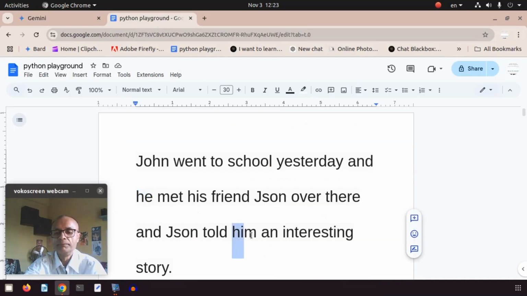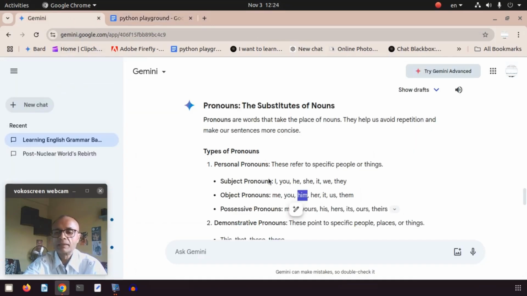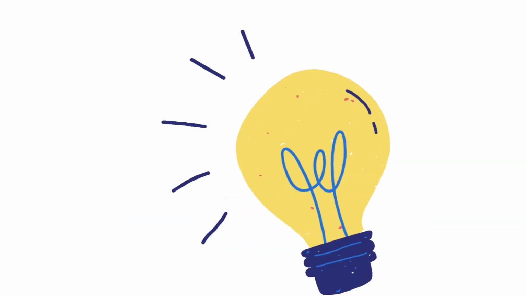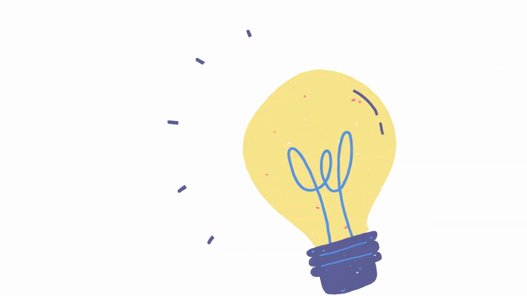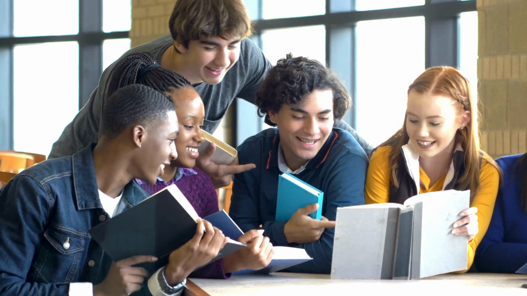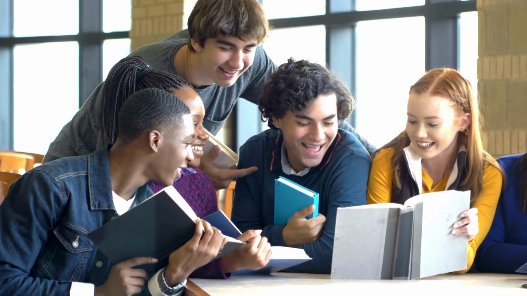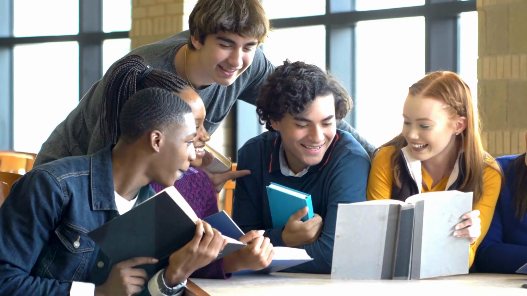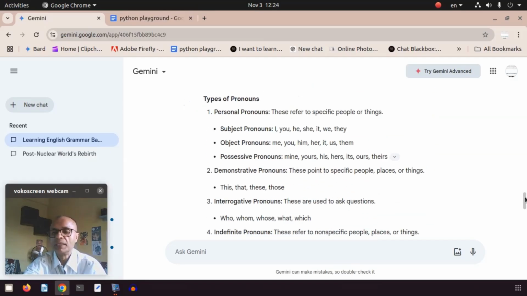Jason told him. Okay, and another is possessive pronouns, that is his or hers, that means his friend, because Jason is John's friend, therefore it's a possessive pronoun, right? So there are different types of pronouns and we can use them accordingly as our sentence moves forward.